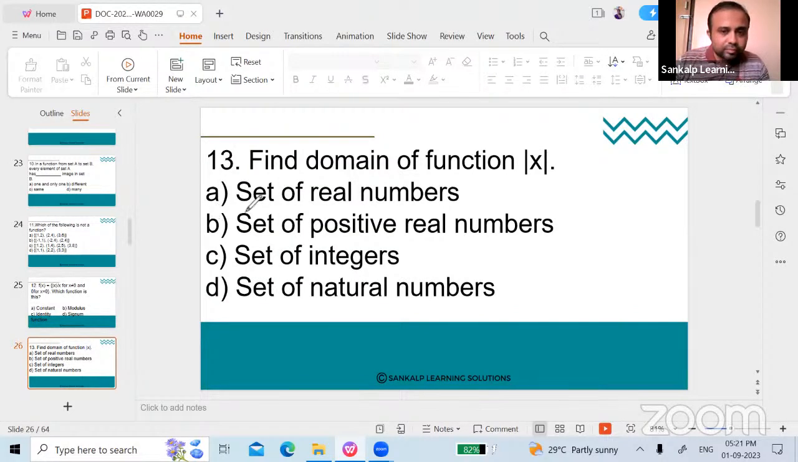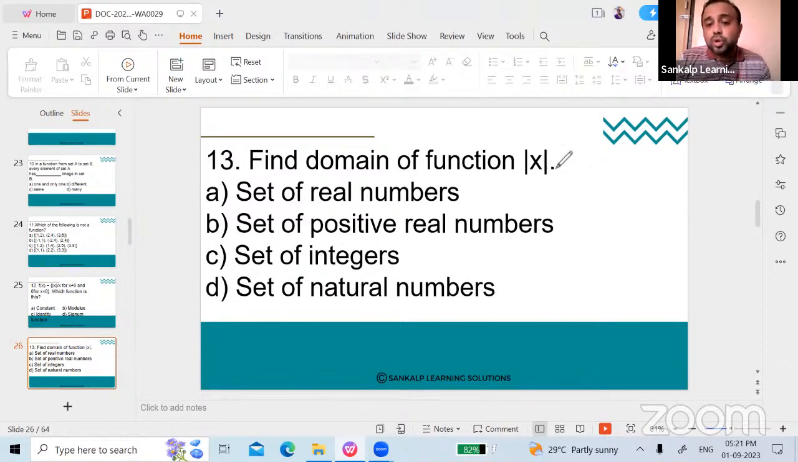Wrong. So it is the set of real numbers. It is the domain of the function of mod x, not the domain of the function x only. When mod x is there, the output is plus. Even if you give the minus also, it will take the number as x, that is, x as plus only.